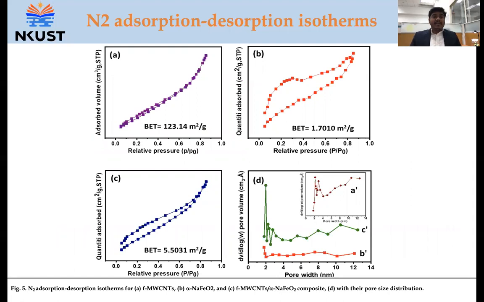Further, we analyzed the BET isotherm to calculate the surface area. Figure A shows the functionalized multi-walled carbon nanotube surface area at around 123.14, and sodium ferrite at 1.70. After composite formation, it shows around 5.50. So it confirms that when we introduce the carbon material to the metal oxide, it enhances the surface area, which helps to detect the analyte effectively and improves the sensing performance.